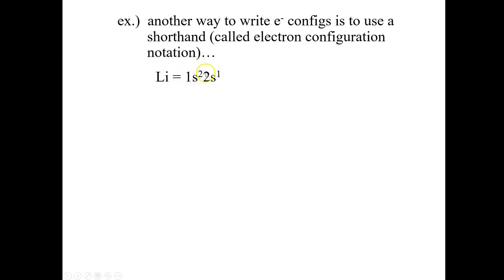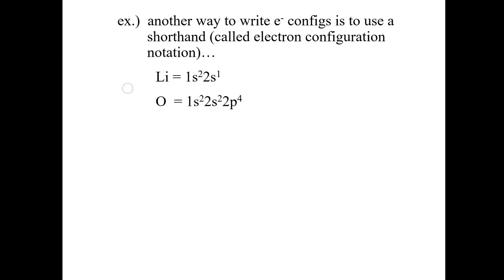This is not squared. Just because the 2 is written above like a superscript doesn't mean that it's an exponent. So please don't pronounce it that way when you say it either. This would be written and pronounced as 1s2, 2s1. So there's 2 electrons in the 1s, and there's 1 electron in the 2s, with a total of 3 electrons, which is what lithium had. This is a lot shorter and easier than having to write out boxes and arrows, right?